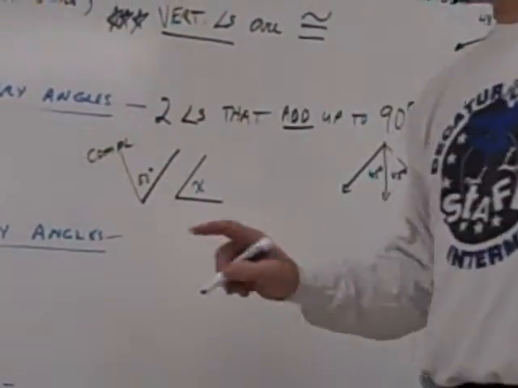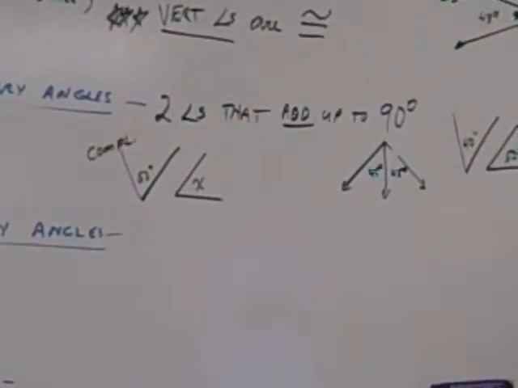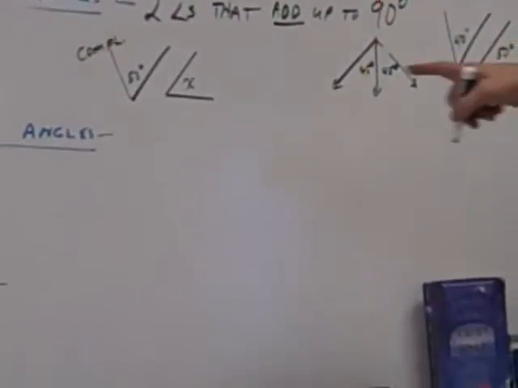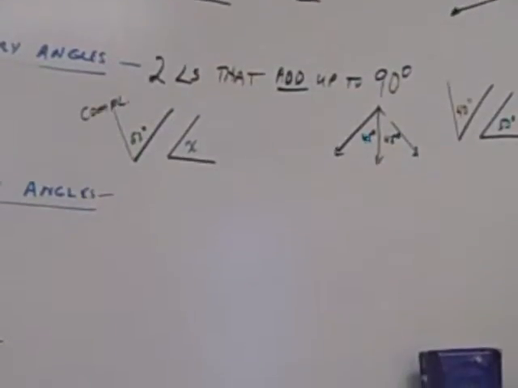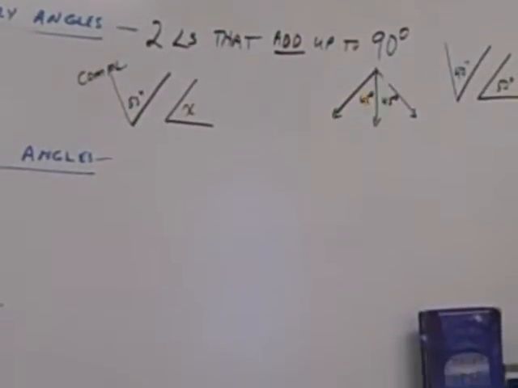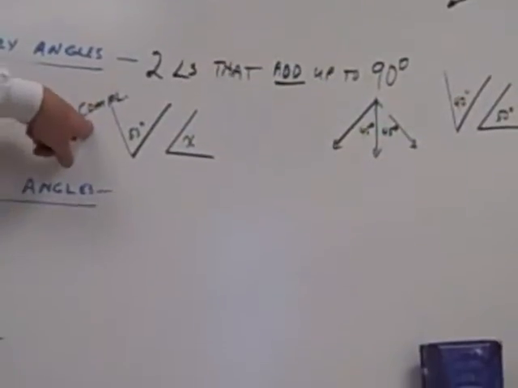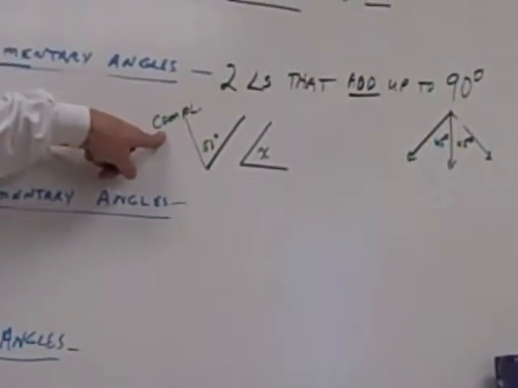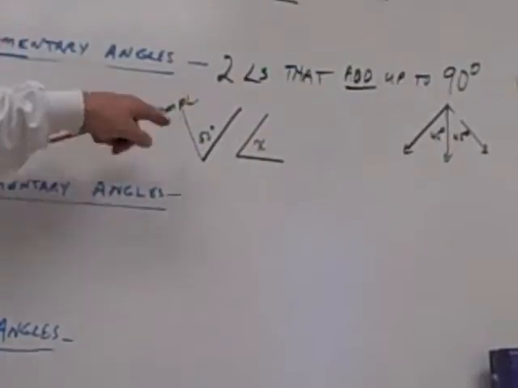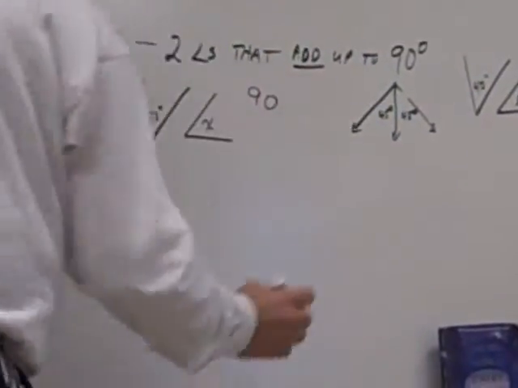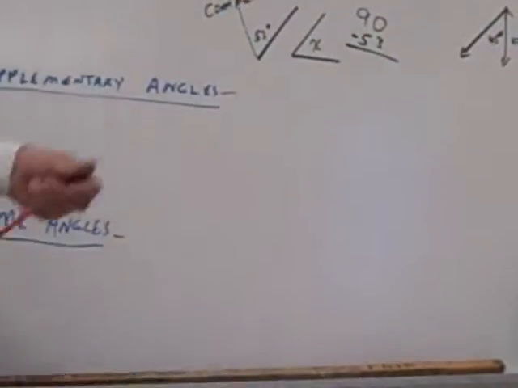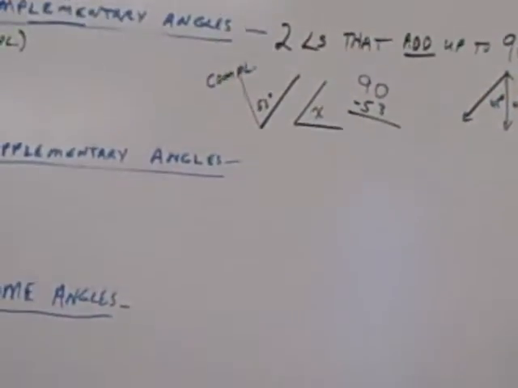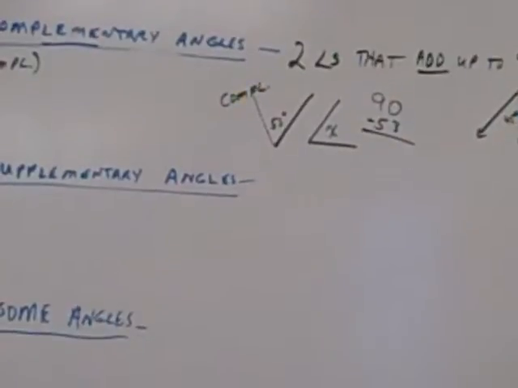If you're told they are complementary, but one of them's missing, can you find it? Come on, Bryce. 90 minus the angle it shows. If they're telling me they're complementary, that automatically says they equal 90. So I know they're 90. One of them's 53. You take that away from the 90, it leaves us with the other one, doesn't it? Is everybody with me on that?